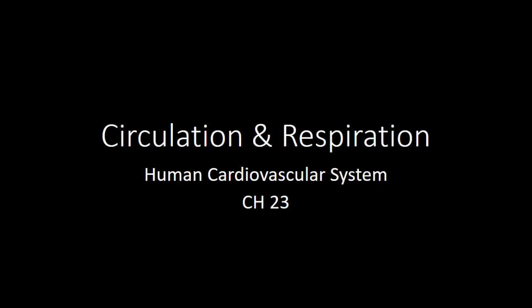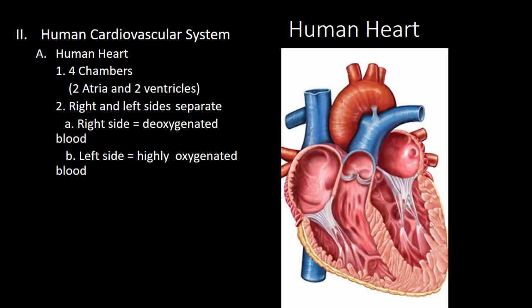Welcome to part 2 of circulatory and respiratory systems, which focuses on the human cardiovascular system. The human heart has 2 atria and 2 ventricles, for a total of 4 chambers. The atria, remember, receive blood from the body, whereas the ventricles pump blood to the body. The right and left sides of the heart are completely separated.